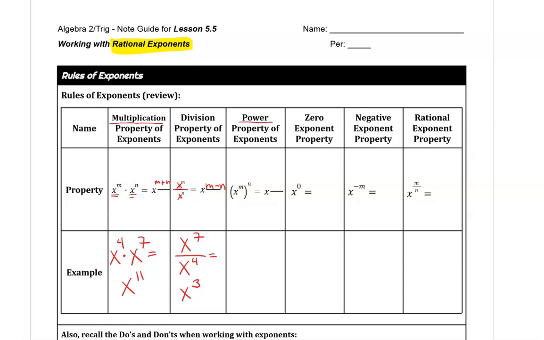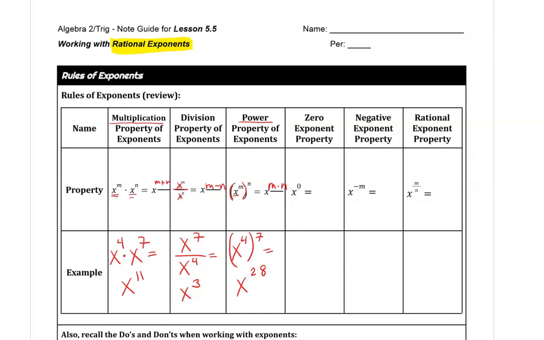We then have the power property of exponents, which says you have a base being raised to one power and then all of that being raised to another power. The power property tells us to multiply them together. An example would be if I had x to the 4th and then I was raising all of that to the 7th power. According to this property, that would mean I have a full 28 factors of x, so x to the power of 28.